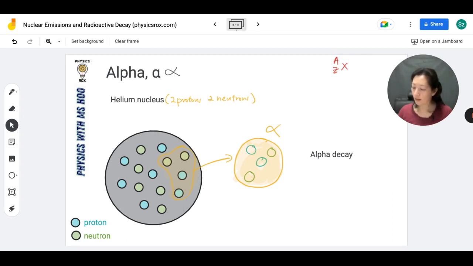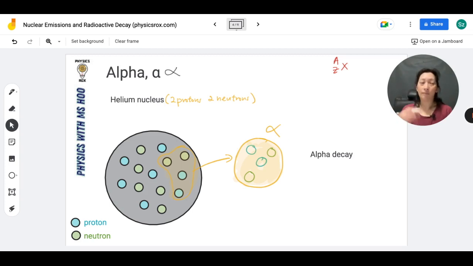So for alpha, because it's identical to a helium nucleus, what we mean by that is when you look at this alpha particle, it looks exactly the same as a helium nucleus, right? It's got 2 protons, 2 neutrons. So is it a helium element? Actually, yes, it is. But the difference between this alpha particle and a normal helium atom, besides the fact that this doesn't have electrons, is the source.